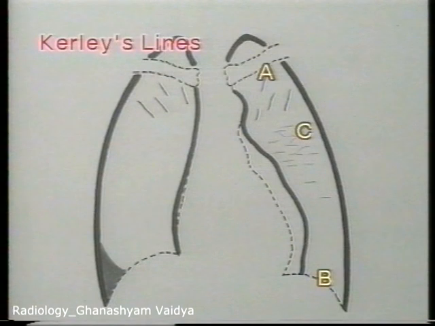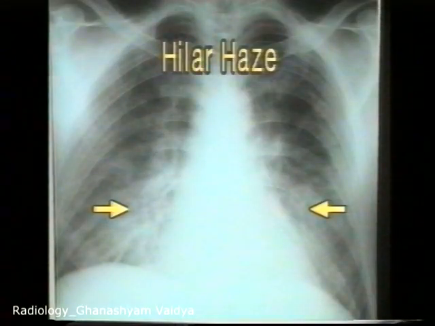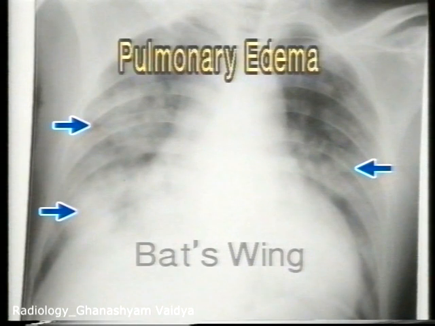With further increase in the pulmonary hypertension, interstitial edema will appear. So thin hair-like lymphatic lines, that is curly B lines in the costophrenic angle and curly A lines in the upper zone will be seen. And the hilar vessel markings will become blurred due to perivascular edema termed as hilar haze.